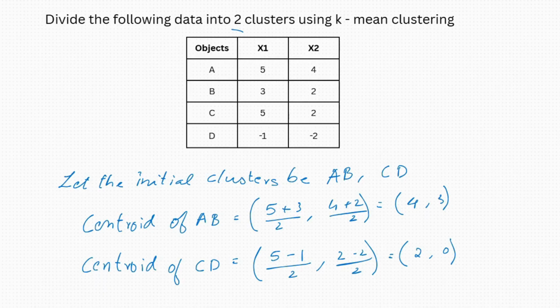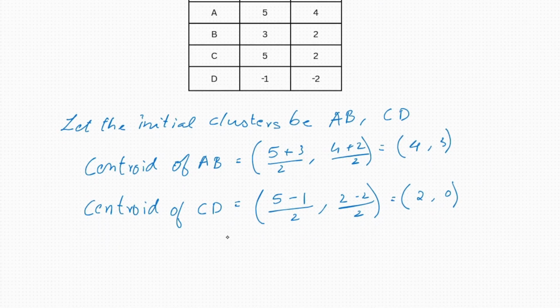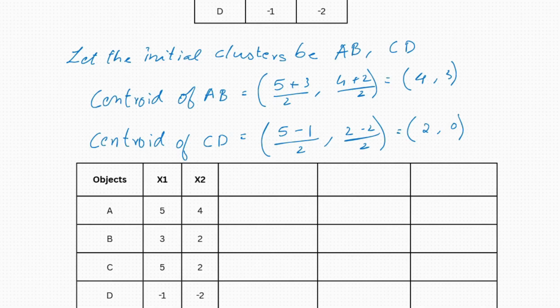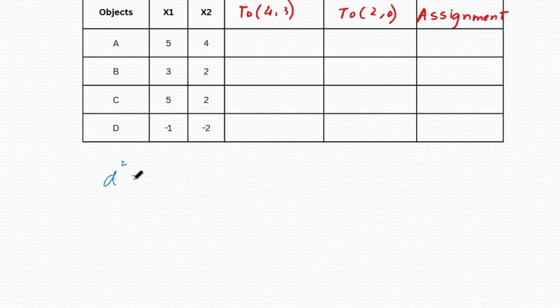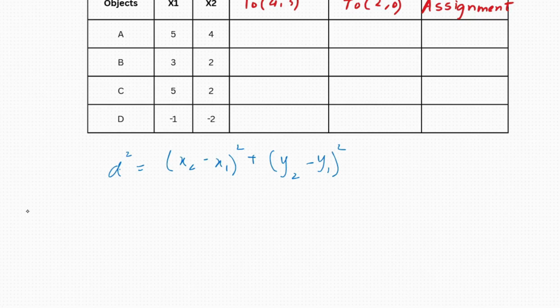Now let's calculate the distance from each cluster. Now we have to find the distance from each point to the centroids 4, 3 and 2, 0, and we have to assign the cluster. The formula goes as d square is equal to (x2 minus x1) whole square plus (y2 minus y1) whole square. This is the distance formula.